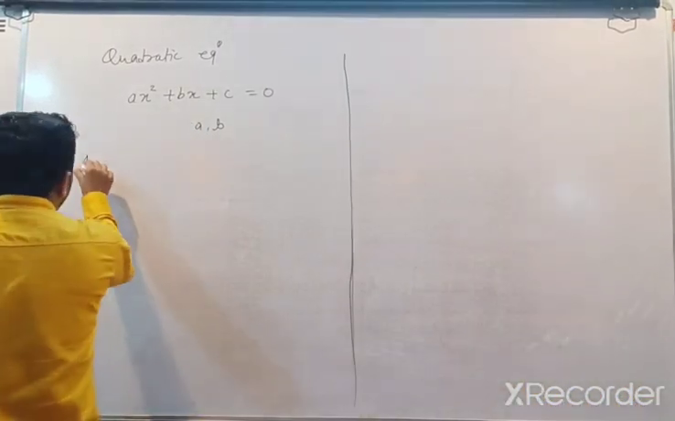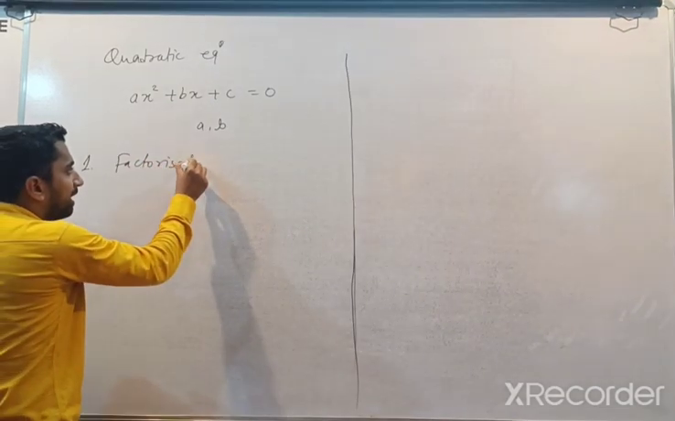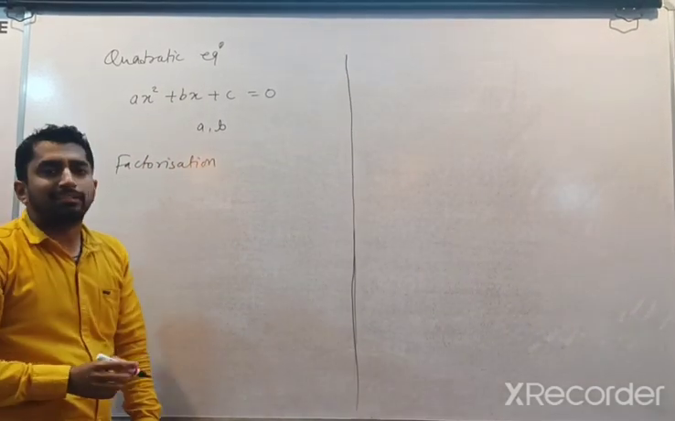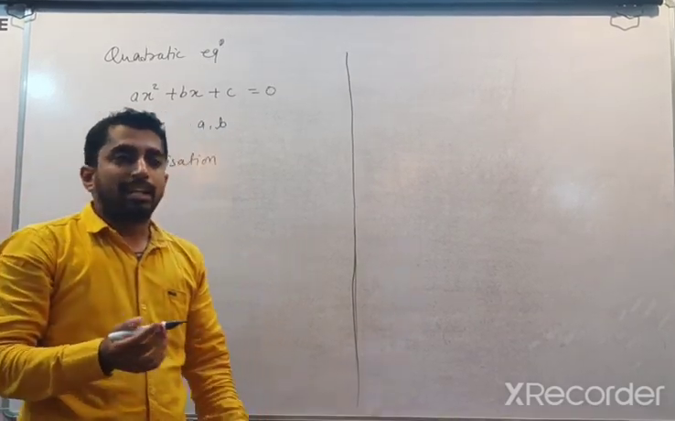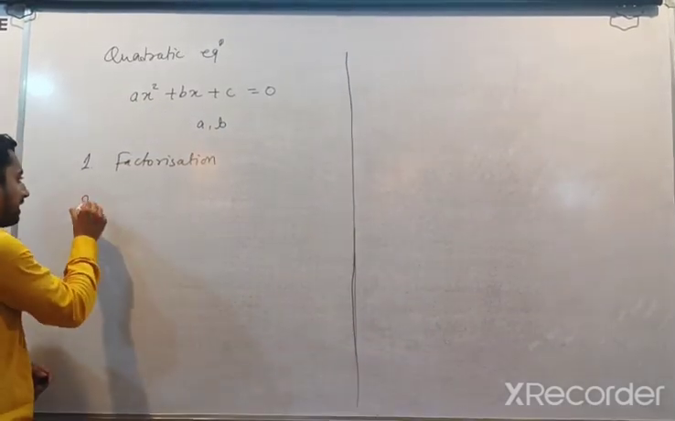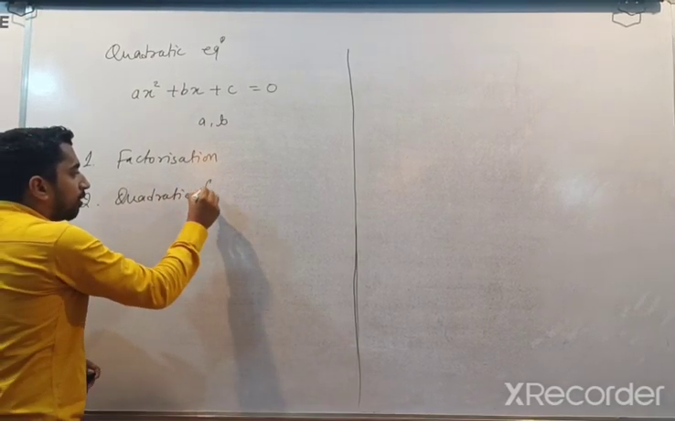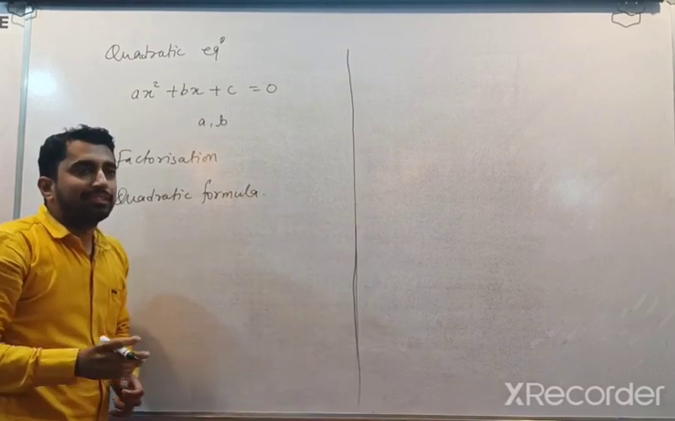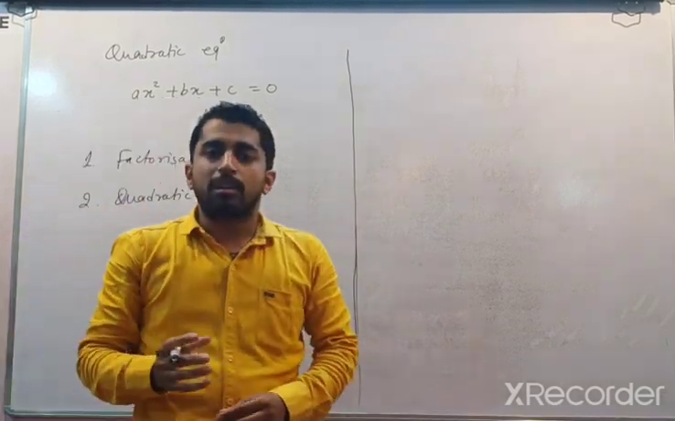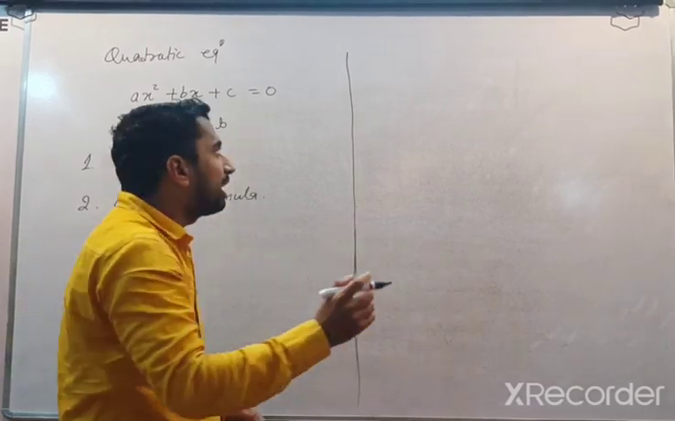The very first method is factorization, which you have studied in class 8th also and class 9th also. That is very well known as middle term split. The other method is there in our class 10, that is quadratic formula. So what exactly is this quadratic formula and how we work upon that we will understand. But first of all, let us see what the formula is.